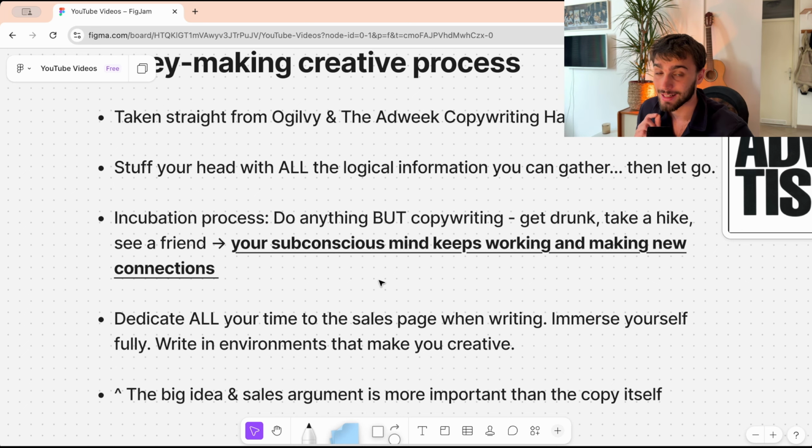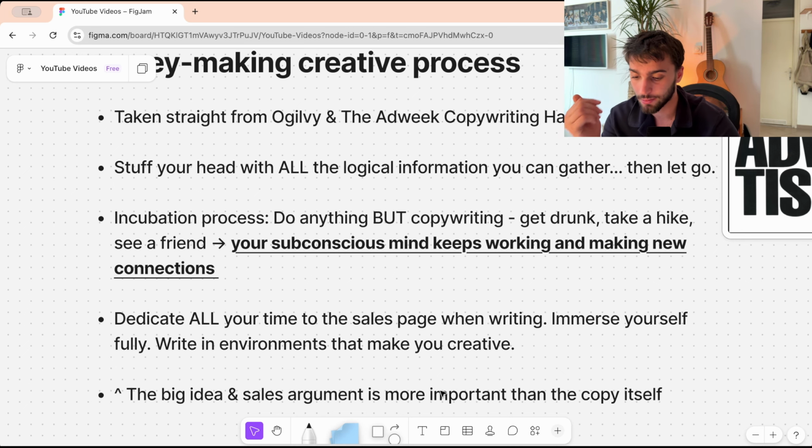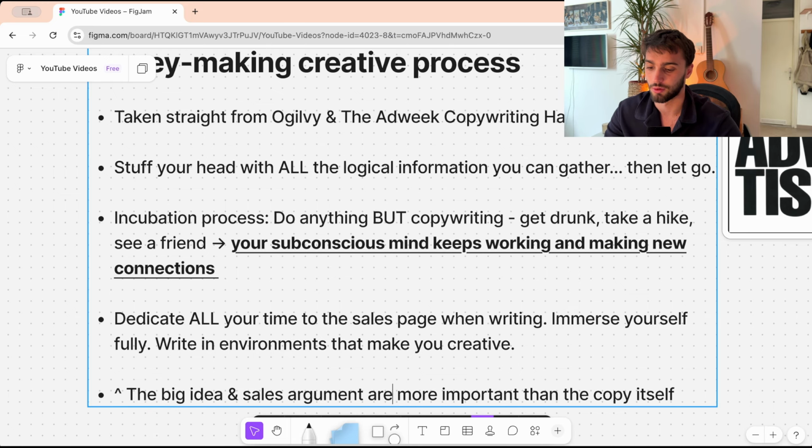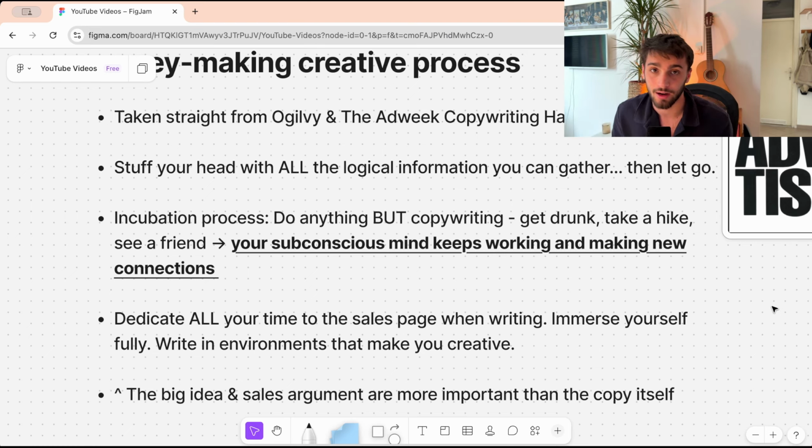Why? Because the big idea and sales argument are more important than the copy itself. Boom. They're more important than the copy. Your copy doesn't matter as much as you might think. Your wording and how sexy it is, sure, it's okay, it's cool. You should have that. That's fine. But if you have a bad idea and a bad sales argument that is tangled up and very difficult to understand and isn't even logical and compelling, nothing is going to work. Your sales page is going to suck. But even if your copy isn't fantastically cool, but you're able to nail the IRS and the wife, hypothetically speaking, your sales page will be fantastic.